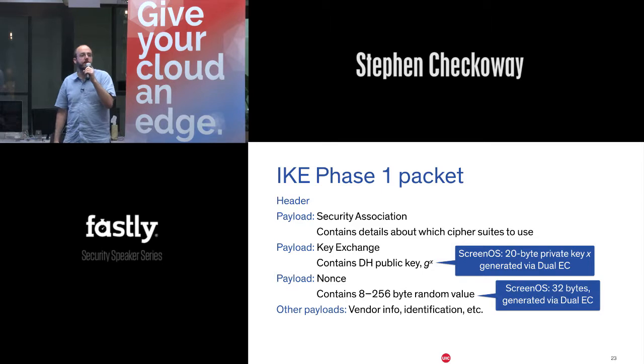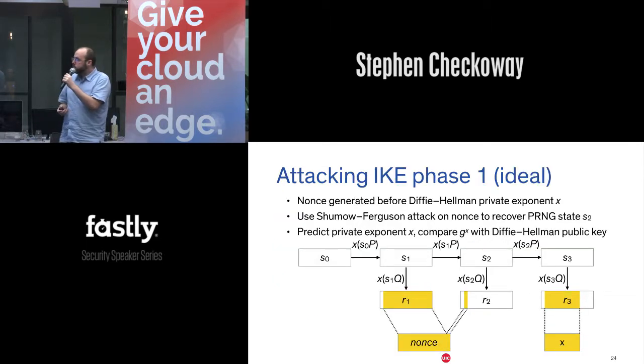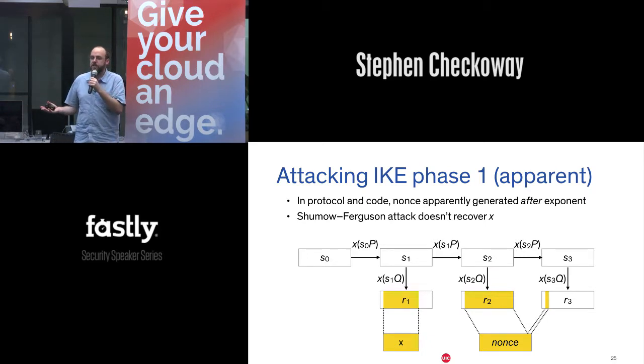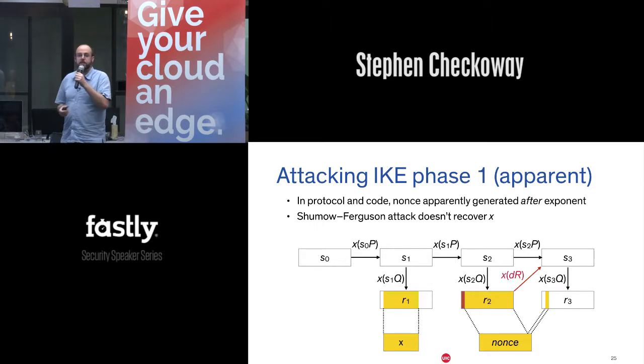So in an ideal world, this is how the attack would proceed. The nonce would be generated first, and we could just use the Shumow-Ferguson attack in order to recover the internal state S2. Then we just run the algorithm forward, and we can figure out our x value, and then we just exponentiate, compute g to the x, and we check, does that match the public key that got sent across the wire? If it does, then we're good. And if it doesn't, well, then we just try another value over here for our R1.